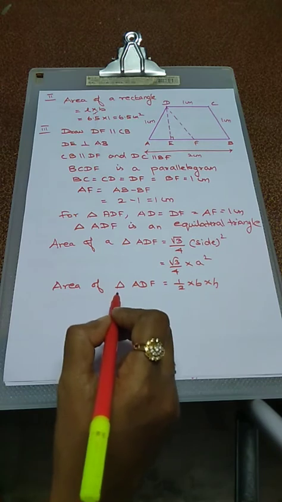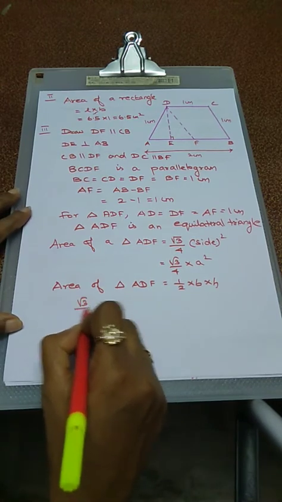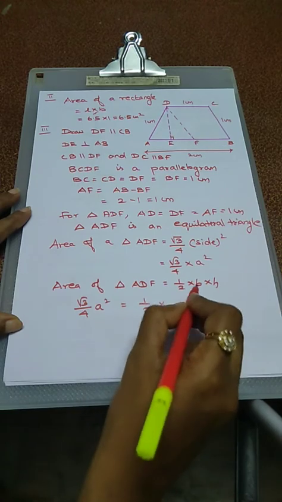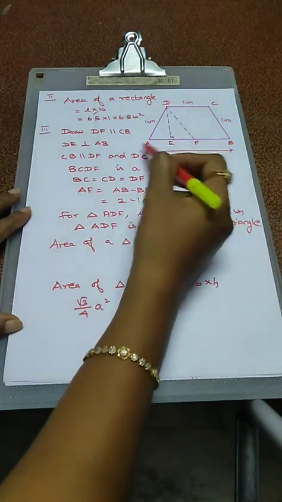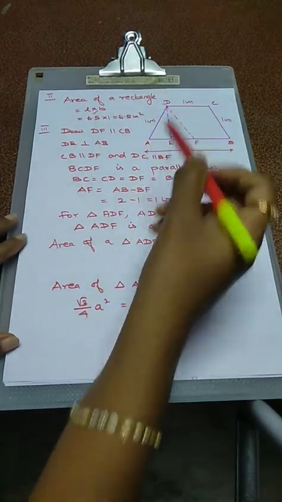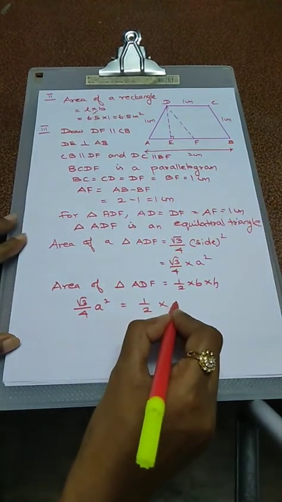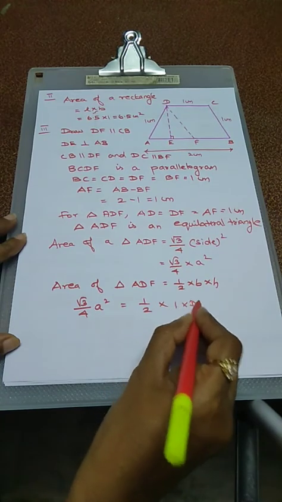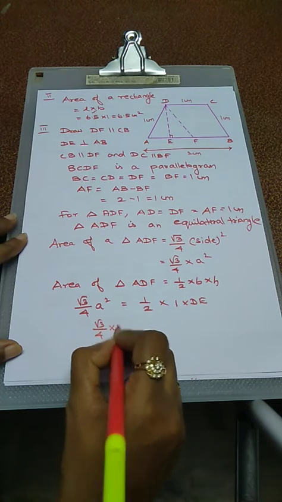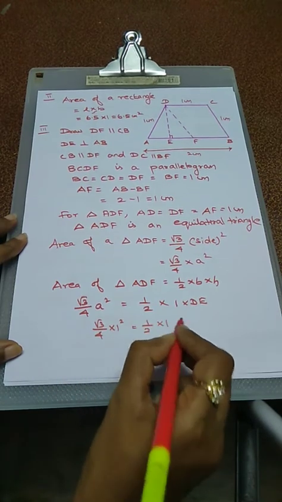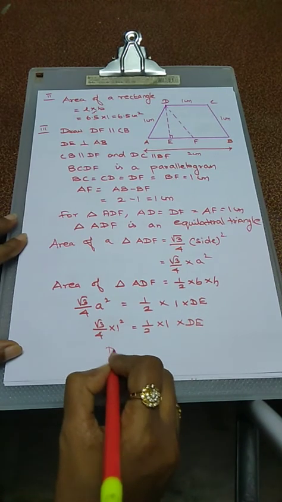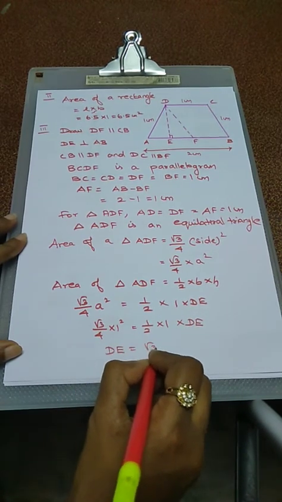Now you just equate these two values. We know that root 3 by 4 A square is the formula to find the area of an equilateral triangle. Here we only take triangle ADF. The base value is actually AF and the height value is actually DE. So mention it. Half into the base value is 1. We don't know the height value DE. So root 3 by 4 into 1 square is equal to half into 1 into DE. So what is our DE value actually? DE is equal to root 3 by 2.